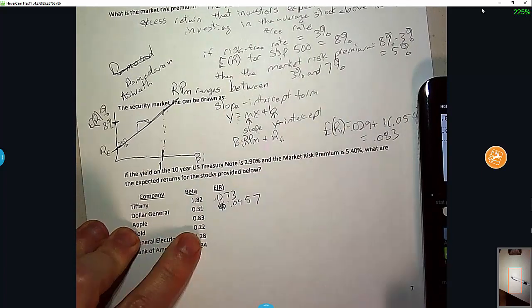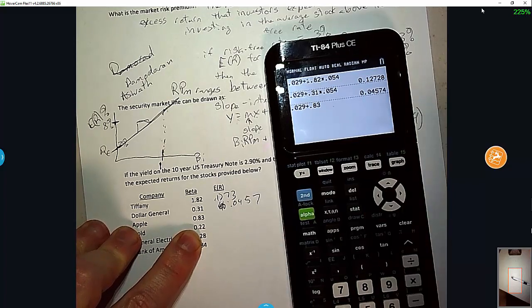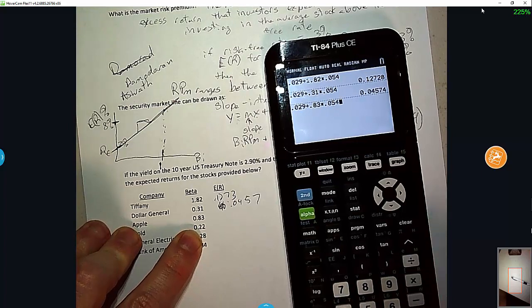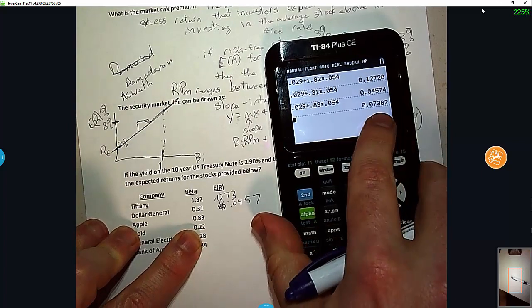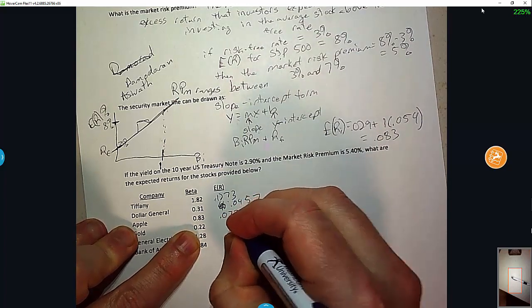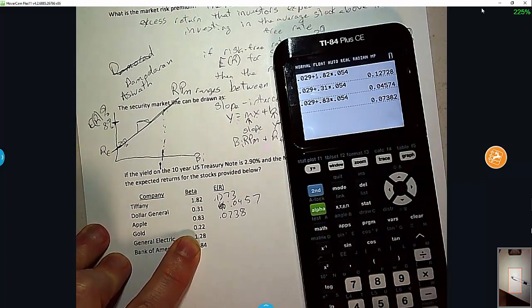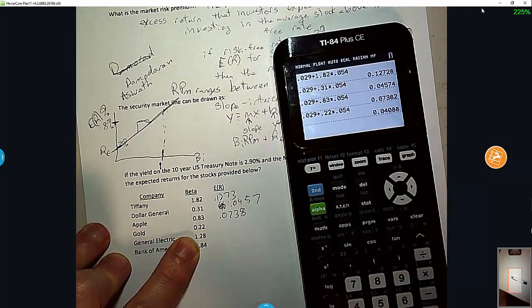0.0457. Apple, 0.029 plus 0.83, that's right, multiplied by 0.054 gives us an expected return of 7.38%. Gold is going to give us a low return because they have a low beta. So 0.029 plus 0.22 times 0.054 has an expected return of 4.01%.